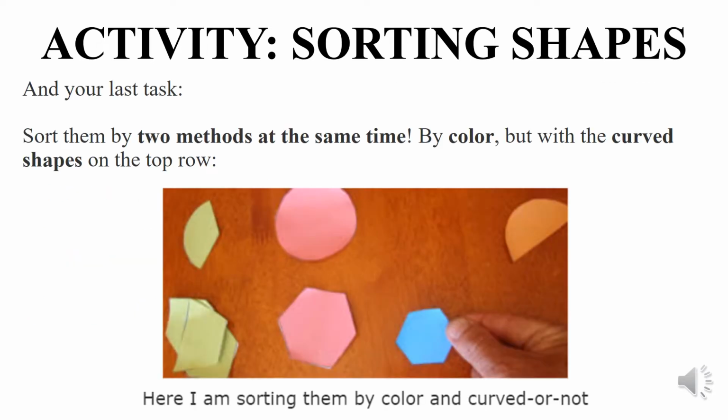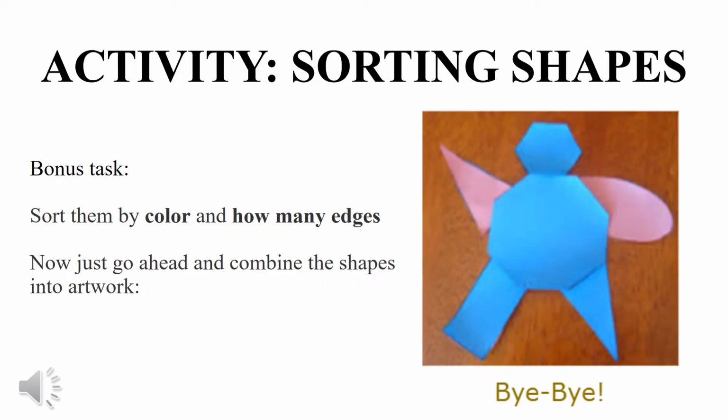And your last task, sort them by 2 methods at the same time, by color, but with the curved shapes on the top row. Here, I am sorting them by color and curve or not. Bonus task, sort them by color and how many edges. Now, just go ahead and combine the shapes into artwork.